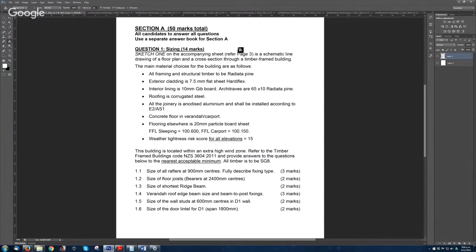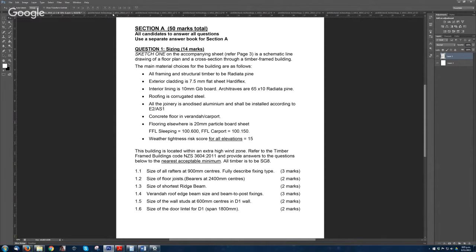Okay, so that's the description of the house. That's usually going to be used when you have to do the detailing later on. Okay, so: size all the rafters at 900 centers, and fully describe the fixing type.